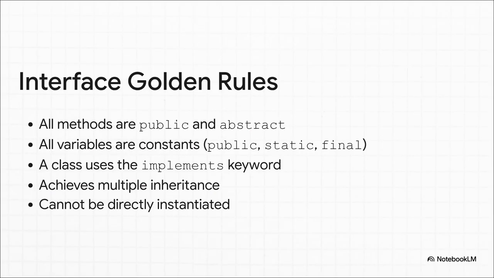To really lock this in for your exams, just burn these golden rules into your brain. The methods are public and abstract by default. You don't even have to type it. The variables are always constants. And remember, a class implements an interface. It doesn't extend it. That implements keyword is the magic that lets a single class adopt multiple contracts, which is Java's really powerful answer to the problem of multiple inheritance.